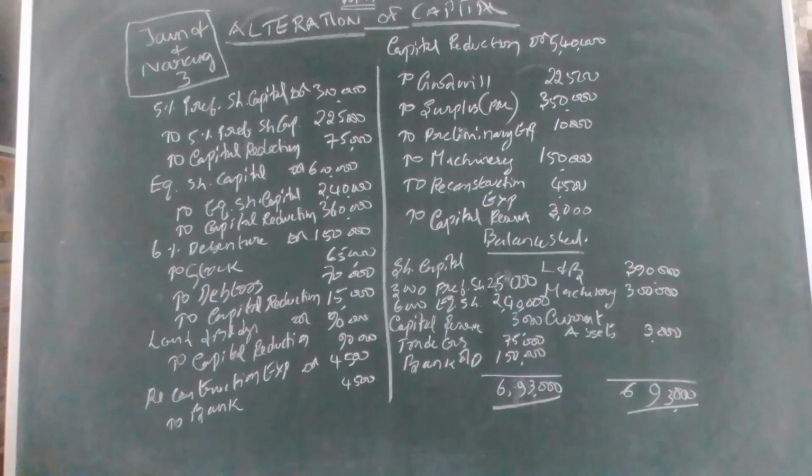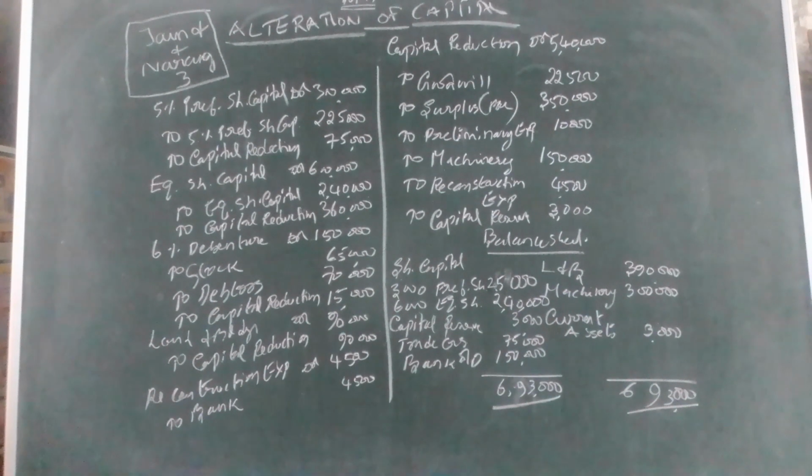Then for current assets, we are given the cash balance. Debtors and stock are adjusted against the debenture, so that should not be considered. Cash balance total 7,500. Of that, reconstruction expenses 4,500 paid. So balance amount available in current assets is 3,000 only. This is a cash balance, right? Cash or bank balance that we have shown here. Then another item is surplus. It is eliminated. Then preliminary expenses, that is also eliminated.